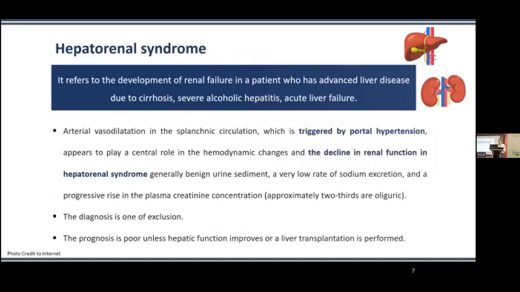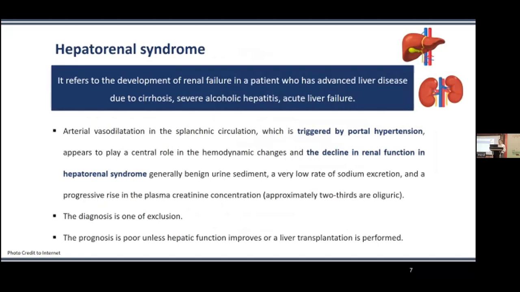The next is hepatorenal syndrome. It refers to the development of renal failure in patients who have advanced liver disease due to cirrhosis, severe alcoholic hepatitis, or acute liver failure. Arterial vasodilatation in the splanchnic circulation, triggered by portal hypertension, appears to play a central role in the hemodynamic changes and decline in renal function. Features are generally a benign urine sediment, very low urine excretion, and a progressive rise in plasma creatinine concentration. The diagnosis is a diagnosis of exclusion. Hepatorenal syndrome has a poor prognosis unless hepatic function improves or liver transplantation is performed.